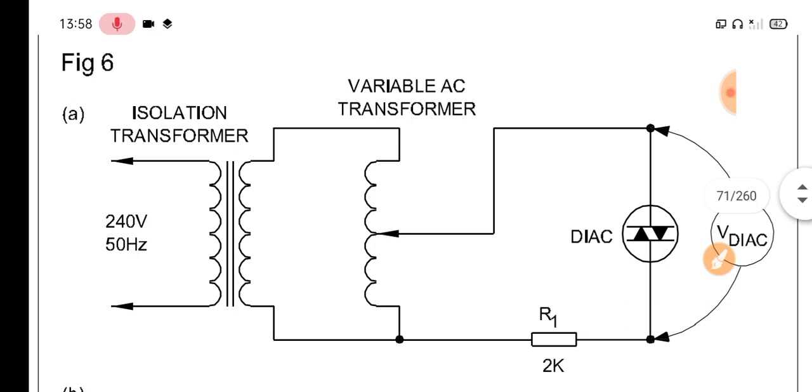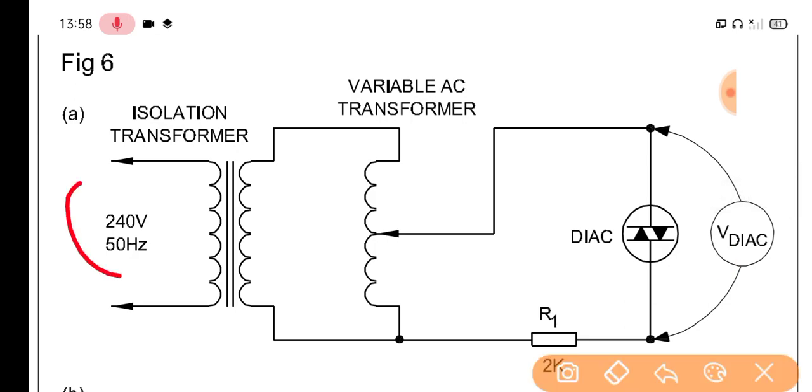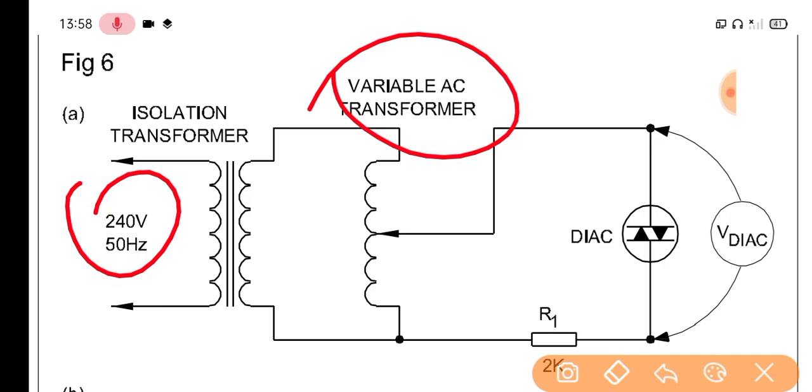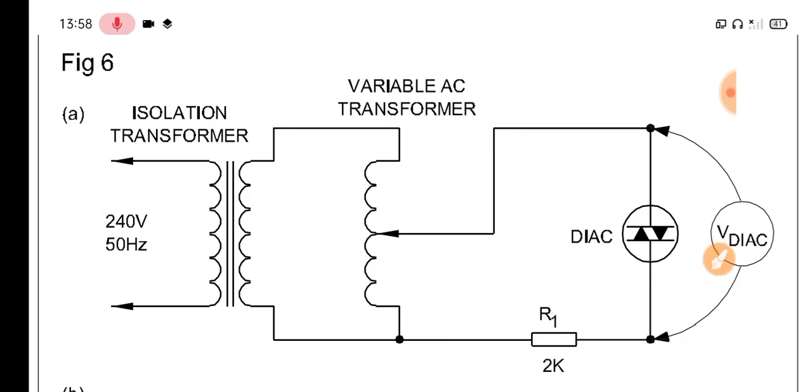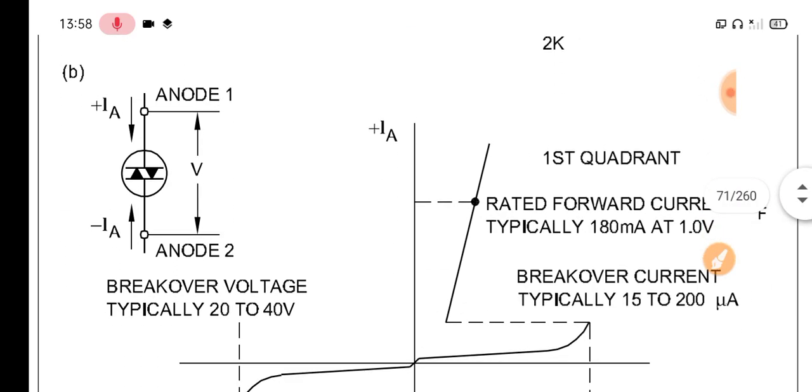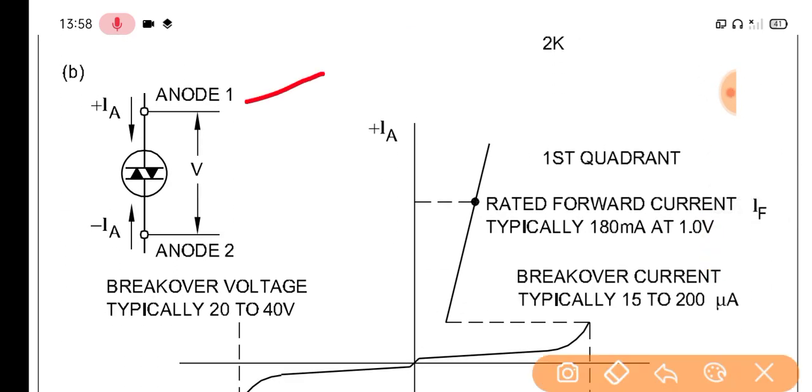6 is the isolation transformer, given 240 volt 50 Hz. This is the variable AC transformer, this is the diac voltage, and this is a 2 kilo ohm resistance. In picture 6b, this is anode 1 and this is anode 2. This is ampere plus, this is ampere minus.